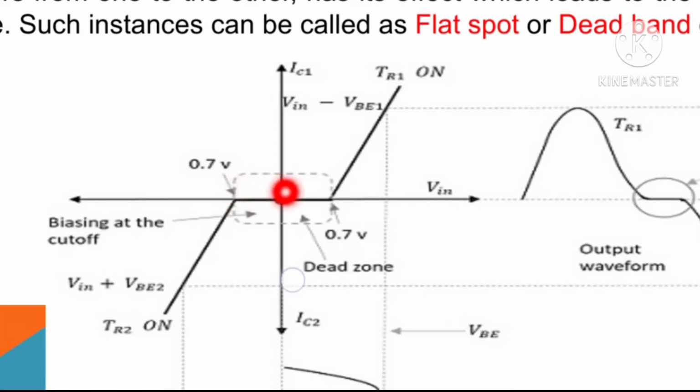That means during this total period from plus 0.7 to minus 0.7 volt, both transistors are off, and that's why there is no output, or the output is likely to be zero during this period. So this period is called a dead zone or flat spot of the output, where no output exists. And later on, after 0.7 volt, the second transistor turns on.